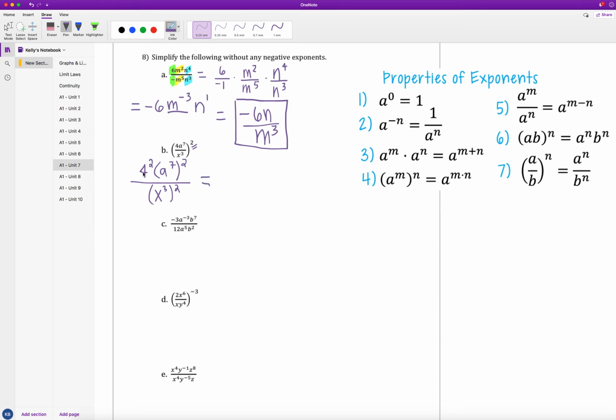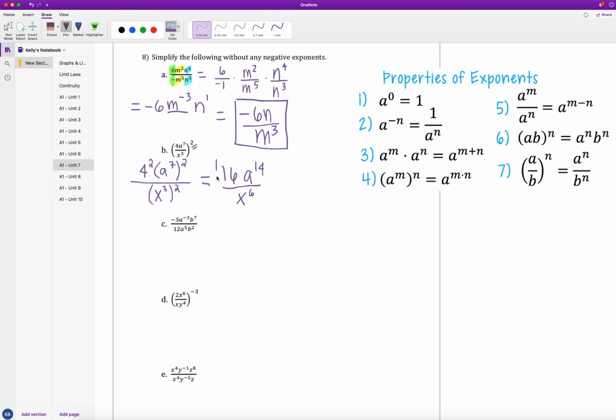Now I get to simplify. So 4 to the second we know is 16. And then a to the 7th to the second, because I have a power to a power, that's what rule 4 says, I would multiply those exponents and I'd get a to the 14th, because 7 times 2 is 14, all over, again I have power to power, so I will be multiplying those exponents. 3 times 2 will give me a 6, and we'll get x to the 6.